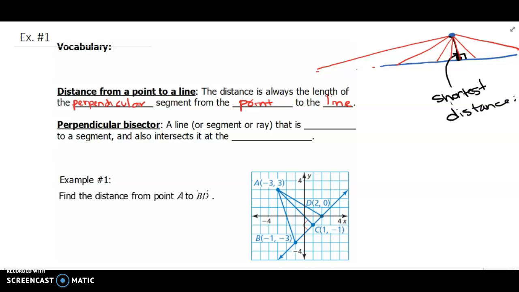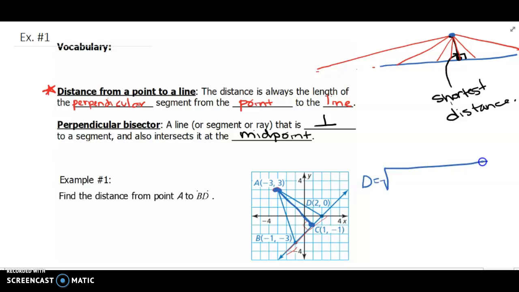Now, a perpendicular bisector is just a line segment or ray that is perpendicular to a segment, but it also bisects it, so it intersects at the midpoint. All right, if I look here at example 1, I want to find the distance from this point to this line here. Now notice there are 3 labeled points on this line, but there are really several more than 3 points. So from this definition, I want to find the distance from this point to this line, and the shortest distance would be right here.